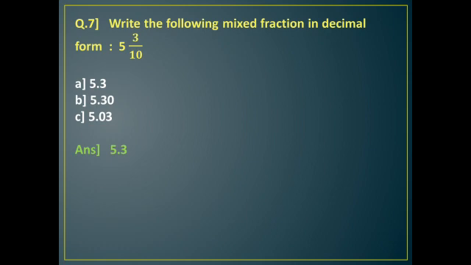Now how did we get the answer? Here we know that 5 and 3 we will write as it is, and how many zeros are there? Only 1. So we are going to put the point after one digit.